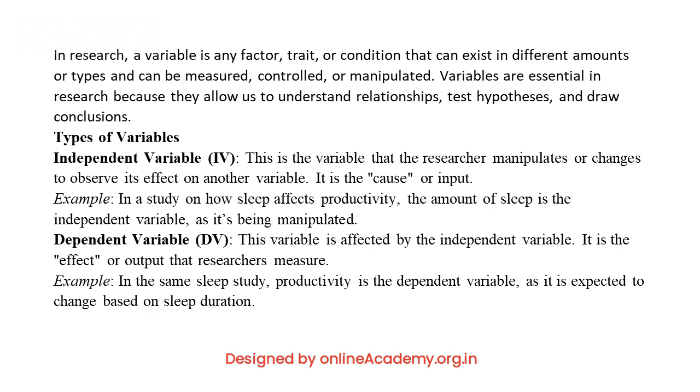The independent variable is the one that the researcher manipulates or changes to observe its effect on another variable. It is the cause or input. For example, in a study on how sleep affects productivity, the amount of sleep is the independent variable, as it's being manipulated.